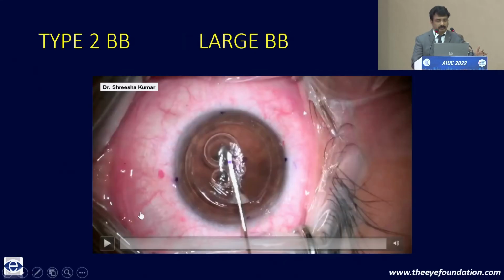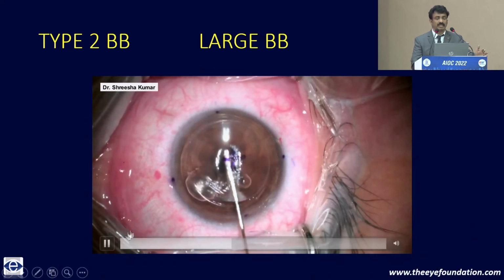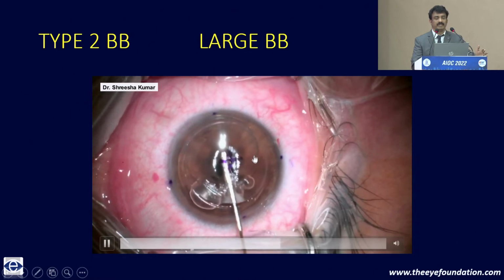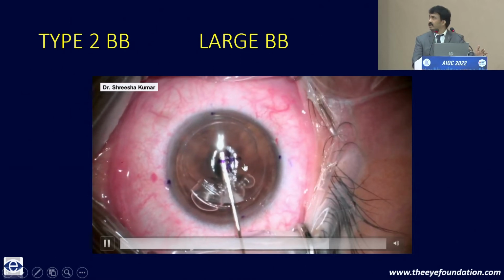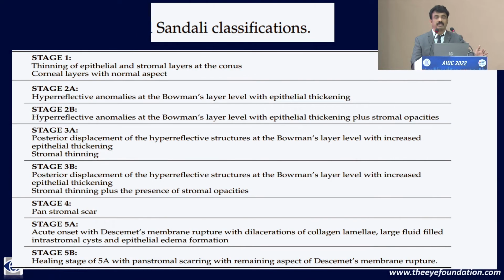And coming to the next type of bubble, this is a type 2 bubble. There is a scar here, and you can see the type 2 bubble forming. It's a thin walled bubble. It's a clear bubble and a clear margin you can see. And in these cases, one should be very careful because of the chances of perforation.